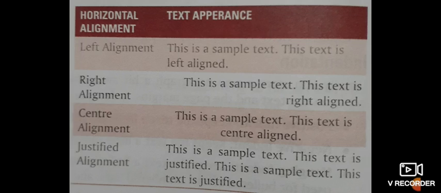Now, vertical alignment. In vertical alignment, the text is aligned with respect to the top and bottom margin. In a word processor, three vertical alignment options are available: top, bottom and center. We can align the text vertically by using one of the options from the sub-menu that appears when we select the format alignment option from the menu bar.